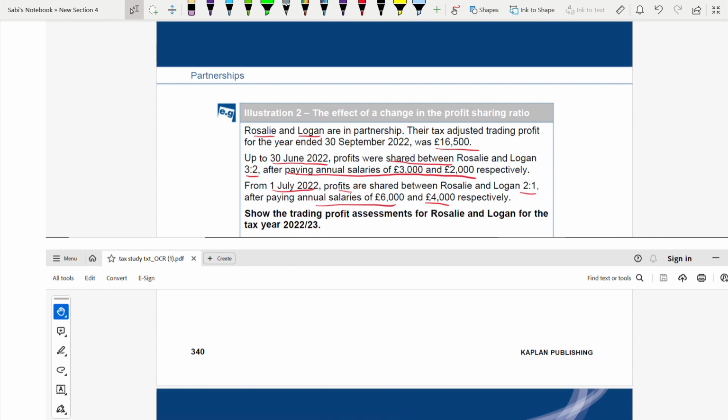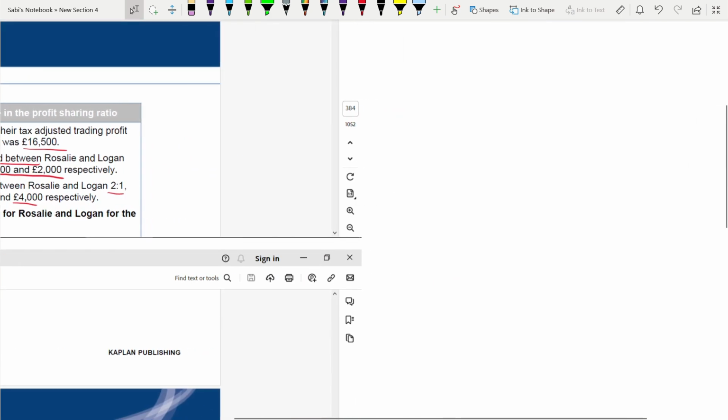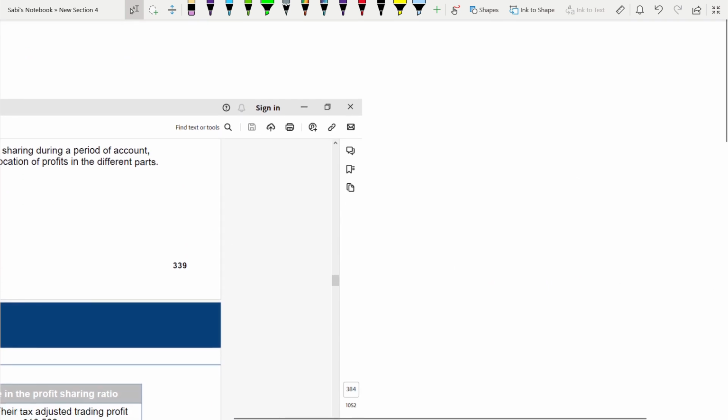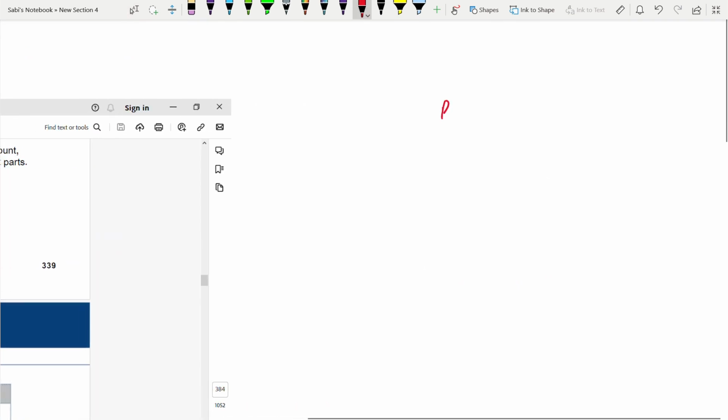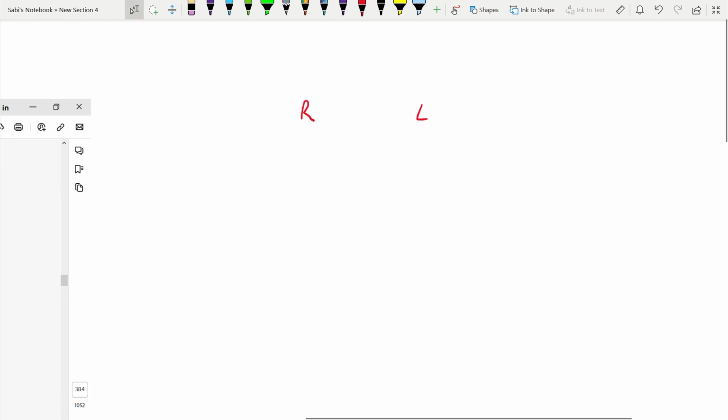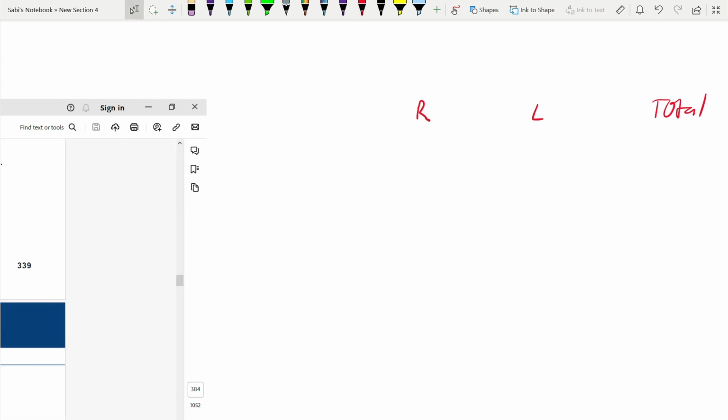In a similar way, you have to do test understanding 2 as well. So let's quickly do that here. Two columns we are going to have: one is Rosalie, one is Logan, and the other one is the total. So first, the year end is September, so it will start from 1st October 21 to 30th June, because till 30th June there is no change.